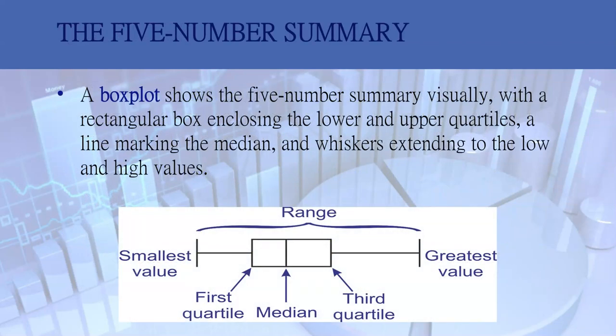And then a box plot is drawn from these 5 numbers. So you have your low value, your lower quartile, your median, your upper quartile, and your high value, your maximum. You put a line on each of these 5 numbers, and then you box in the middle 3 for the quartiles.